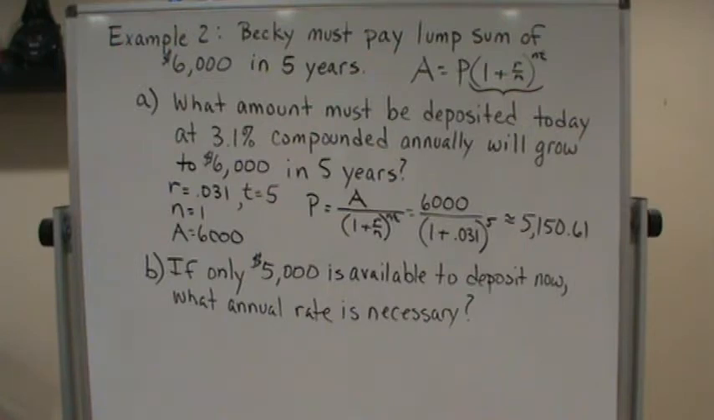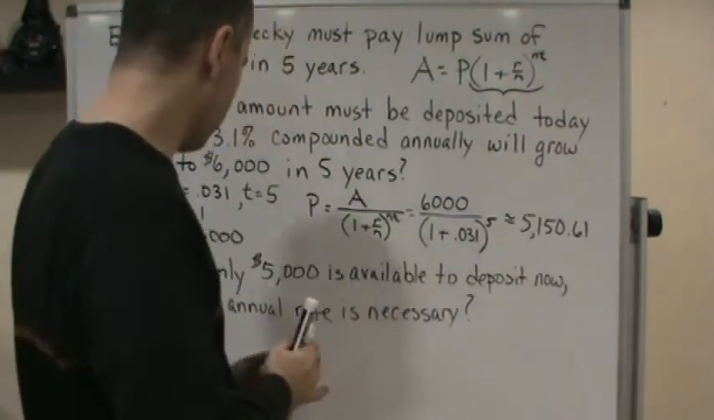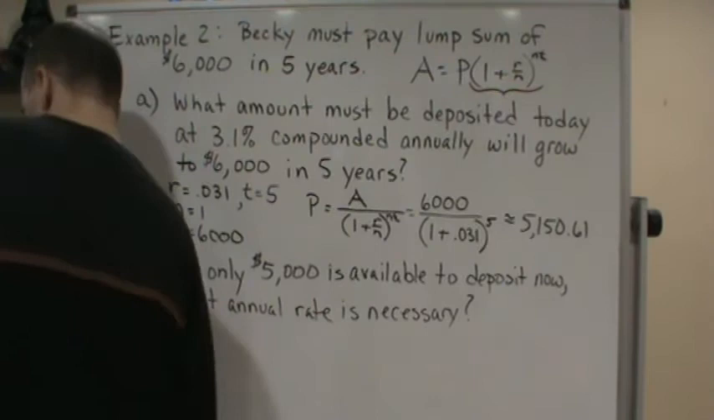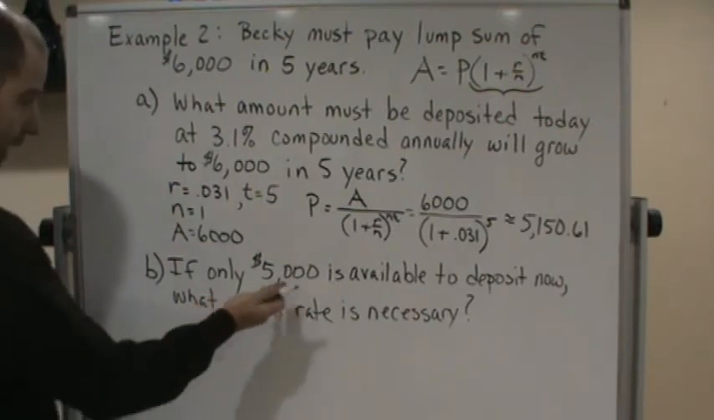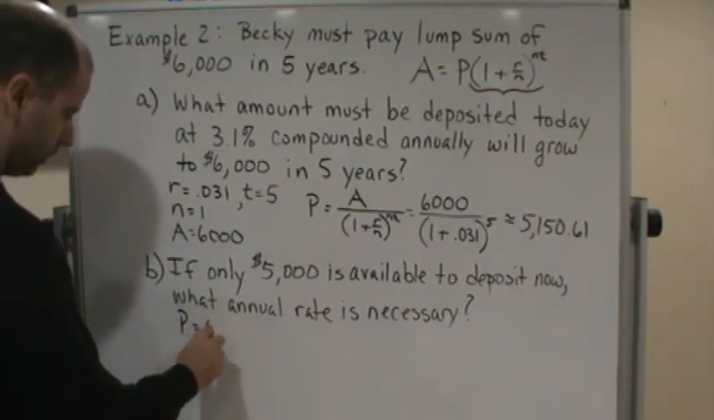Okay. Now B says, what if only 5,000 is available? What if I only have 5,000? So here's what I need. But what if I only have 5,000? What kind of interest rate am I going to need now? So now we're solving for R. So now I've got my present value. So in this case, P is equal to 5,000.